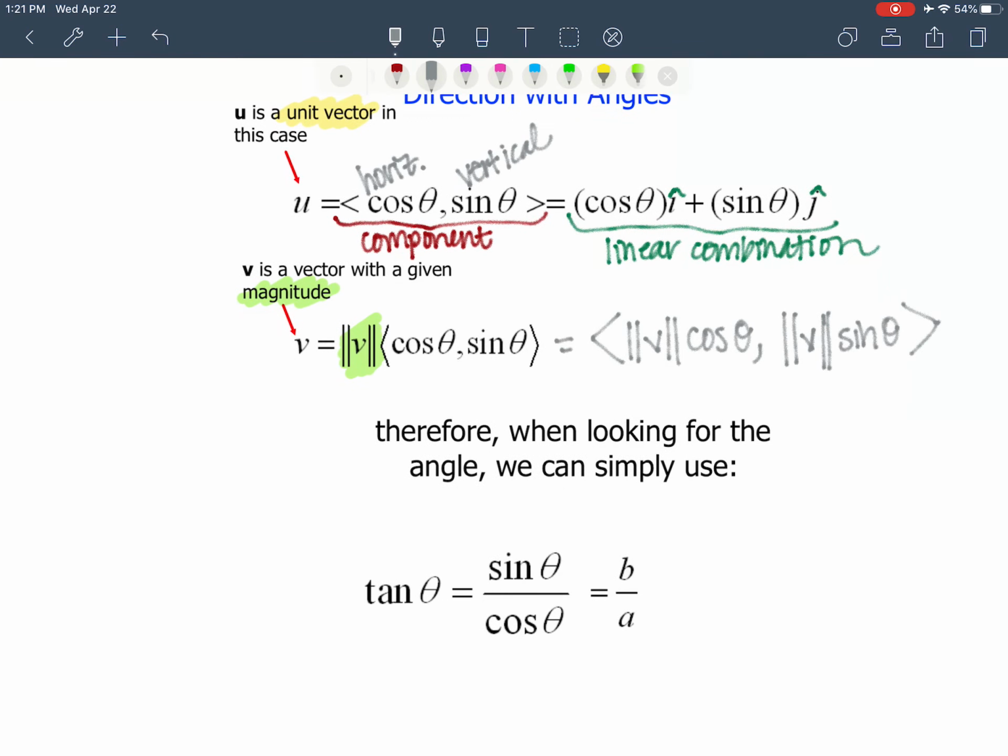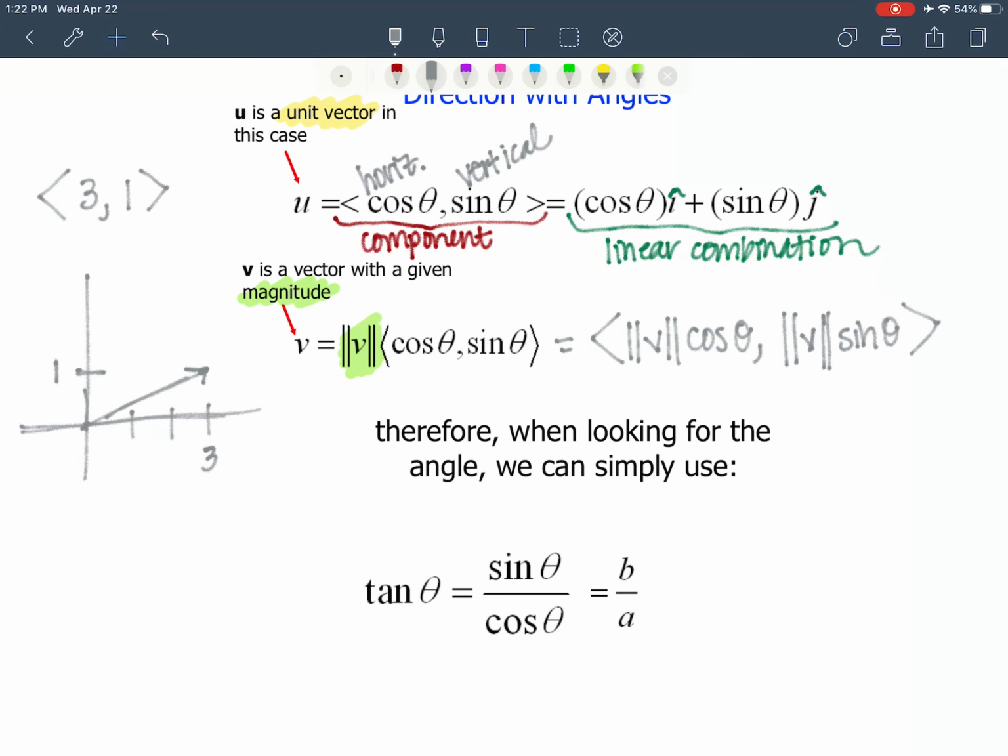When we're looking to find the angle, we are going to divide our vertical by our horizontal. So let me just show you this. Let's just say, for instance, we go right 3 and we go up 1. And that's our vector, right? So our vector in component form is 3, 1.